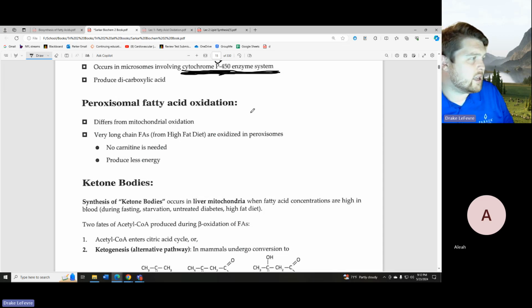Peroxisomal fatty acid oxidation differs from the mitochondrial oxidation, where very long chain fatty acids from a high fat diet are oxidized in peroxisomes. We don't really go in deep into what peroxisome stuff is, so that's all you really need to know. High fat diet, you get peroxisomes.